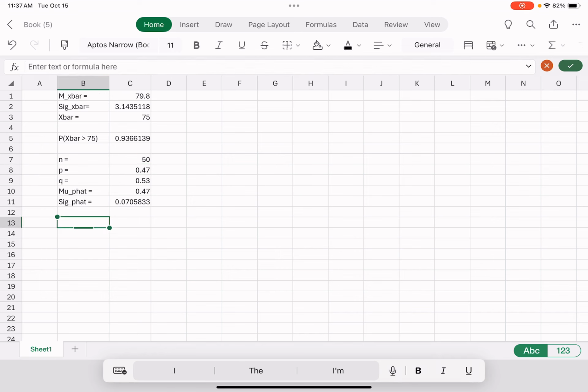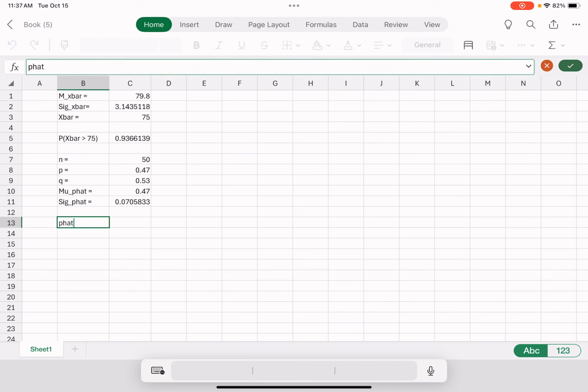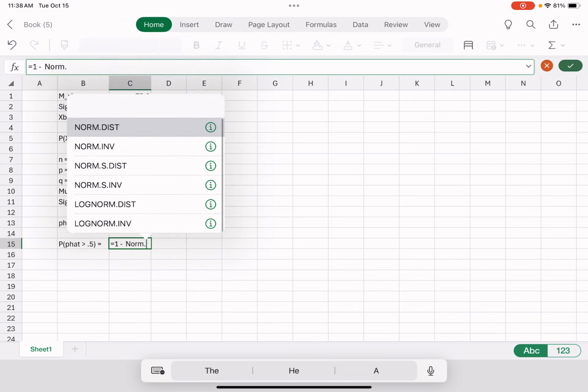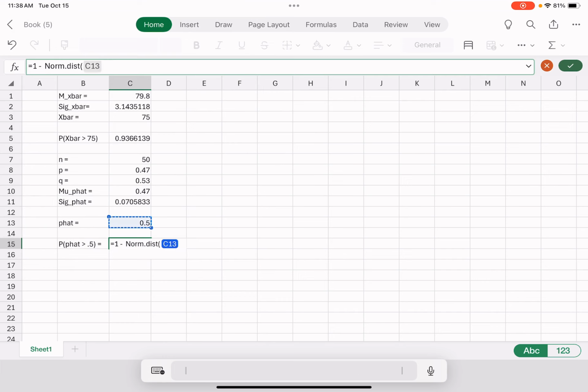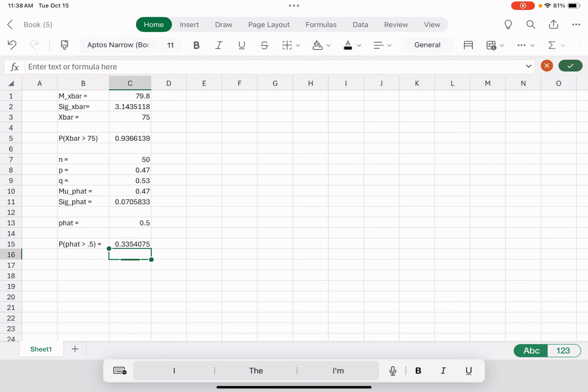Okay, what is the P hat I am interested in? That is going to be equal to 0.5. So the probability of P hat, my random variable, being greater than 0.5 is going to equal 1 minus NORM.DIST. Put in that P hat that I'm interested in, the mean for P hat and the standard deviation for P hat. I type in 1 there and I press enter. And there we go, 0.335.